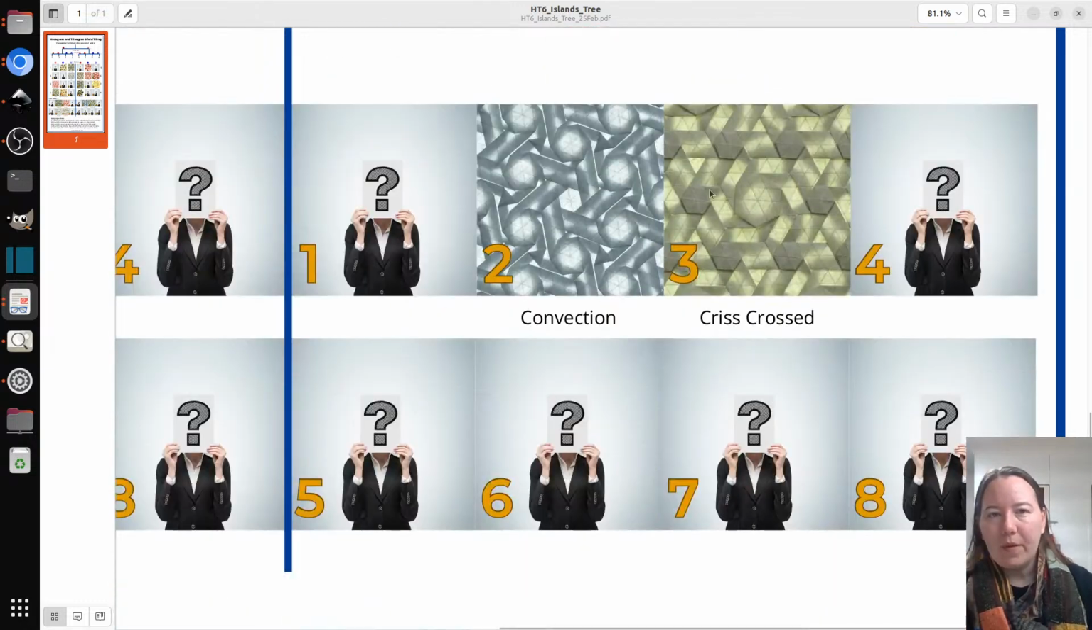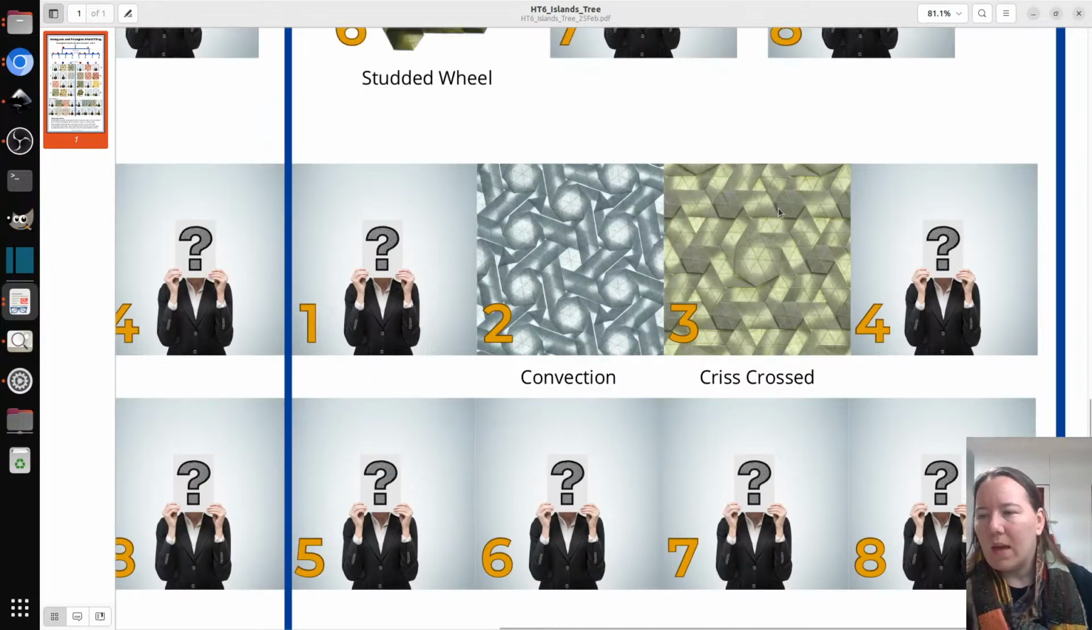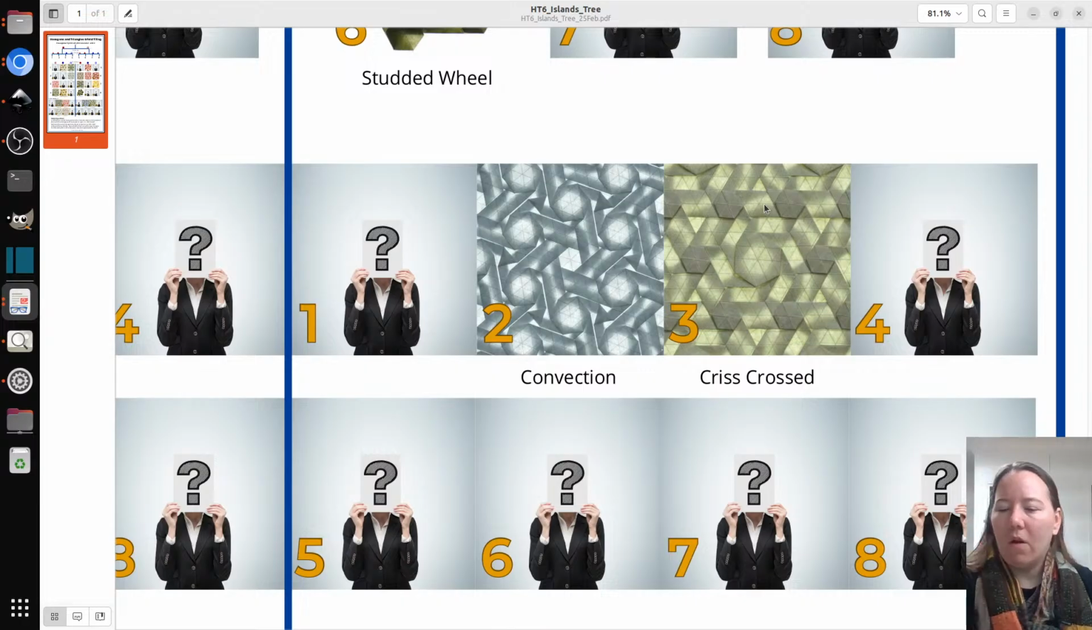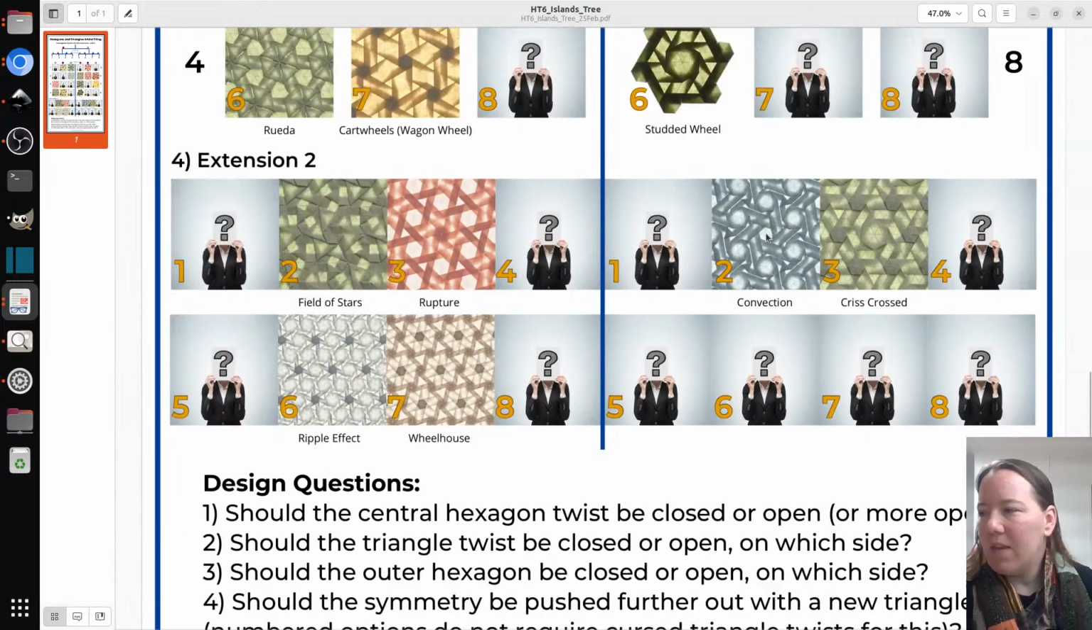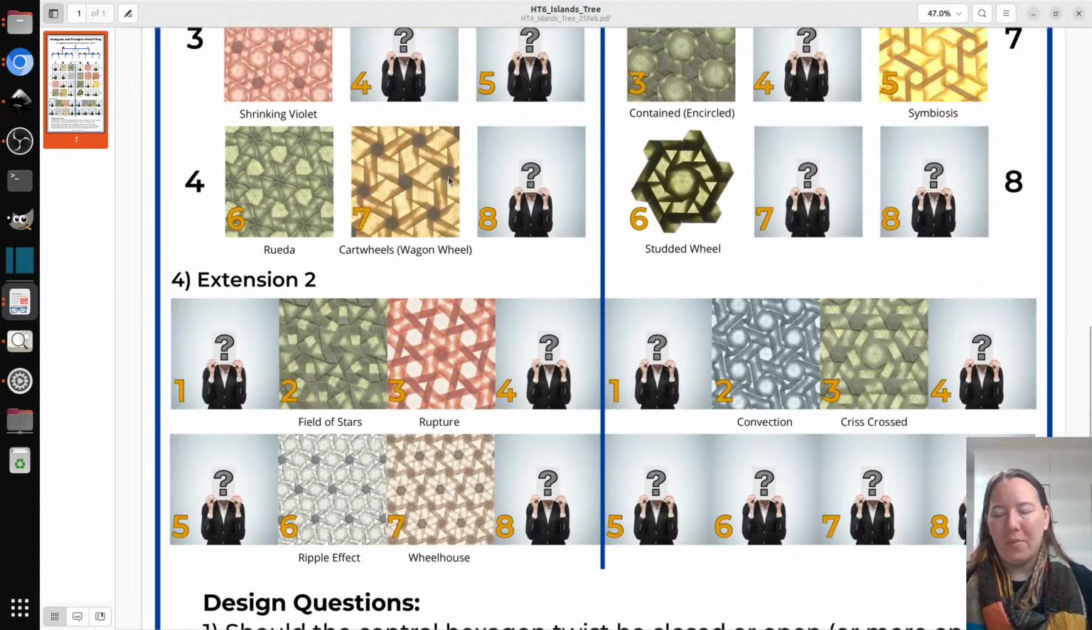But if you go down here, it's the same twists, spaced a little further apart, but we're treating that closed hexagon as a position of 2-fold rotational symmetry. And we have another distinct triangle twist in the mix. So these are patterns that don't need cursed triangle twists, the ones that are marked.